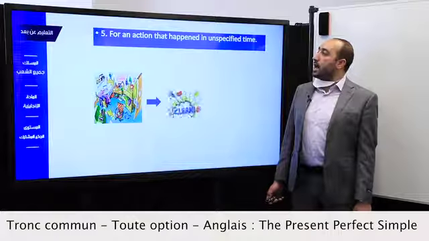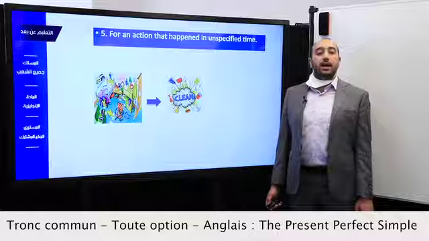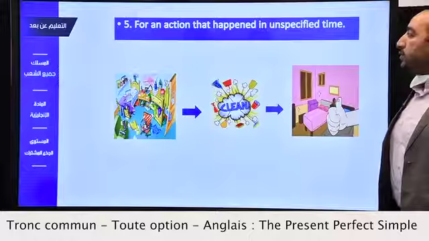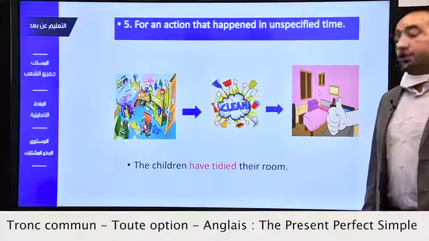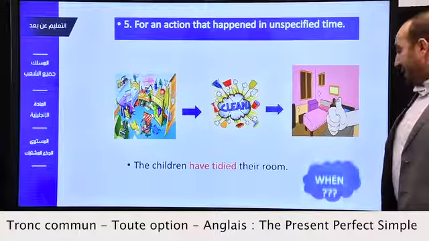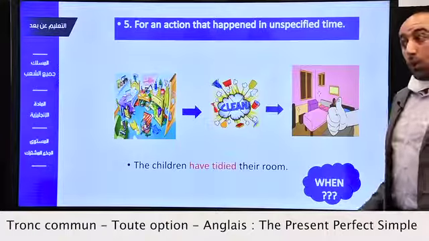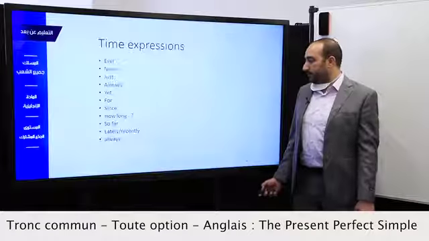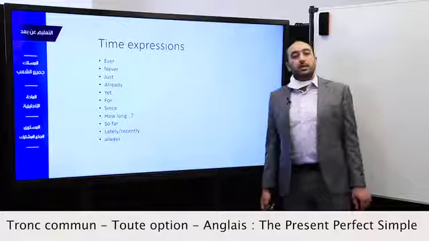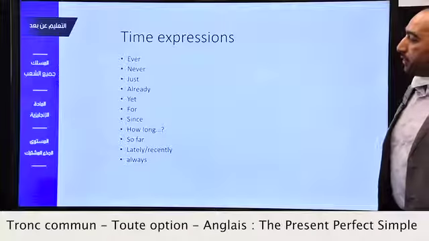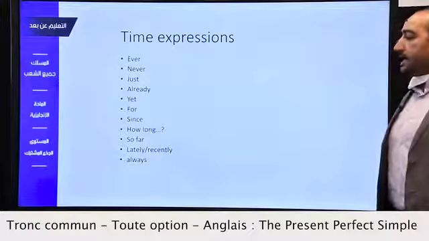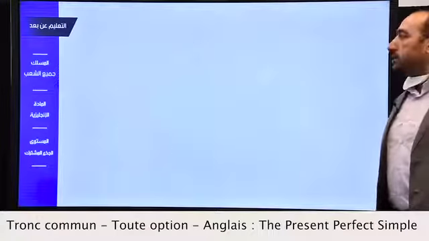Fifth one, for an action that happened at an unspecified time. So time is not specific. It means that time is not important. The children have tidied their room. Is the time important here? No. We don't know when. Time expressions used for the present perfect simple: ever, never, just, already, yet, for, since, how long, so far, lately, recently, always.